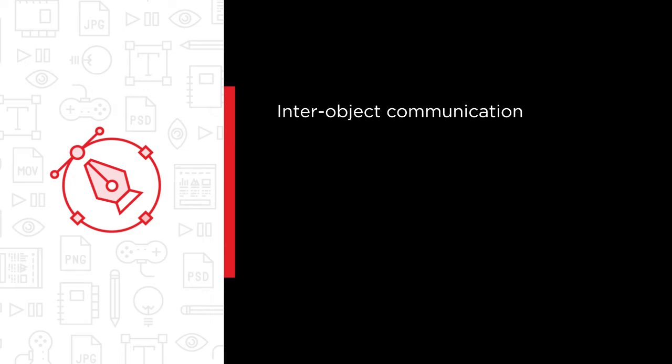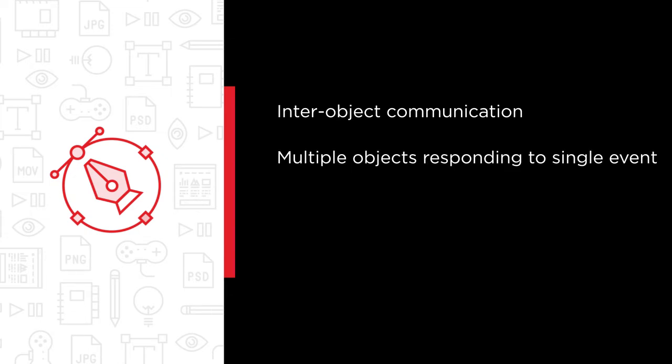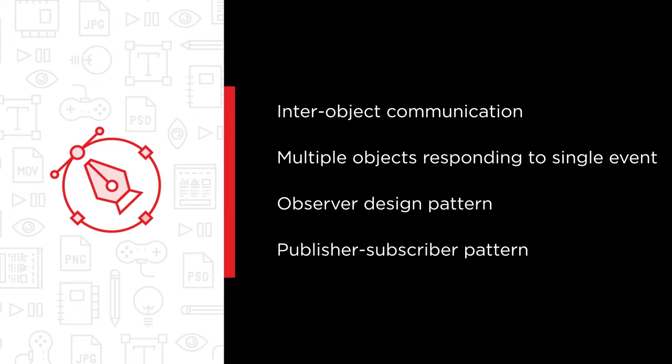With this foundation laid, you'll move on to explore situations in which multiple objects need to respond to a single event. You'll then be introduced to and get hands-on with the Observer design pattern, rolling your own implementation and exploring the similarities and differences between this approach and C# multicast delegates. Finally, you'll close out the course with a variation on the Observer pattern, the Publisher-Subscriber pattern.